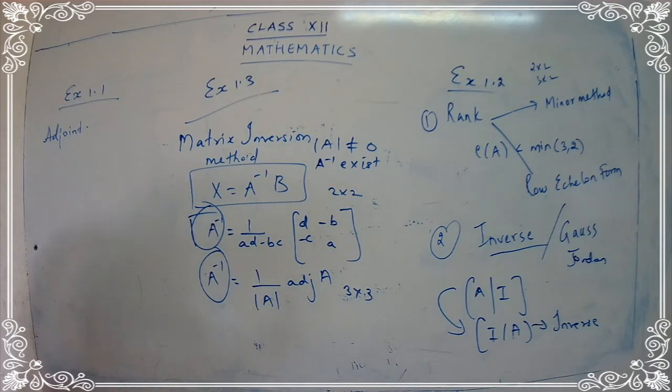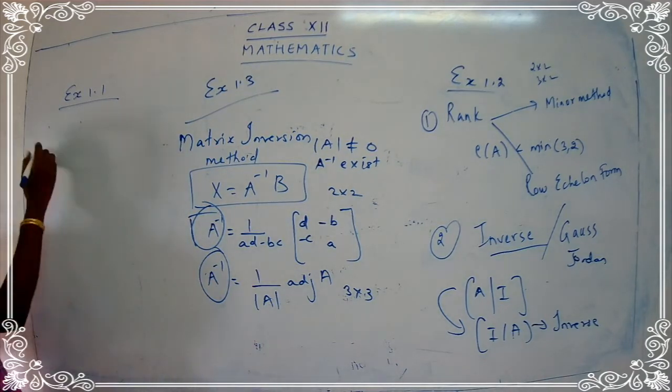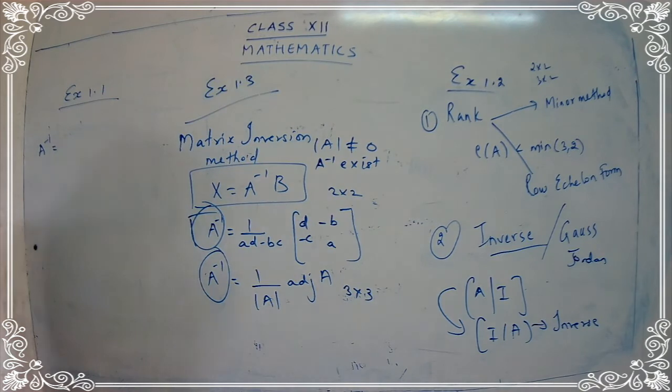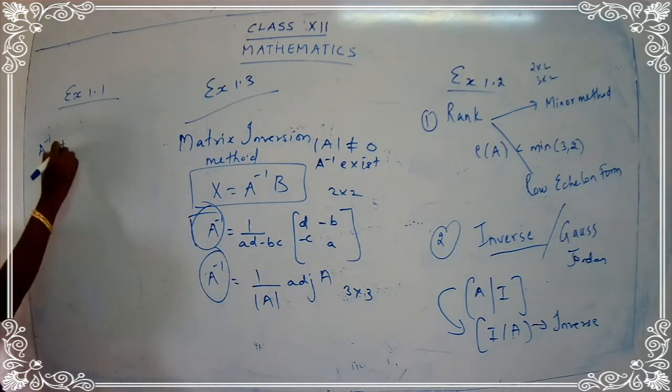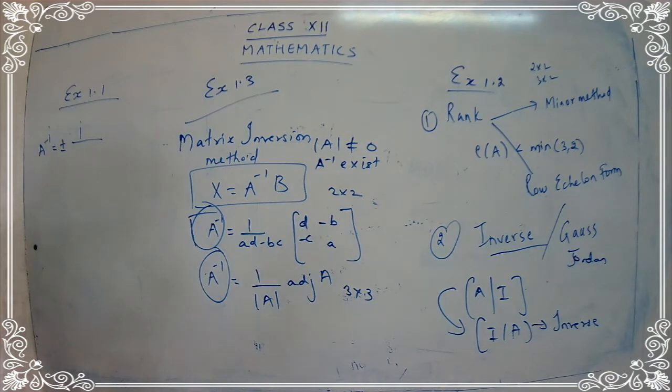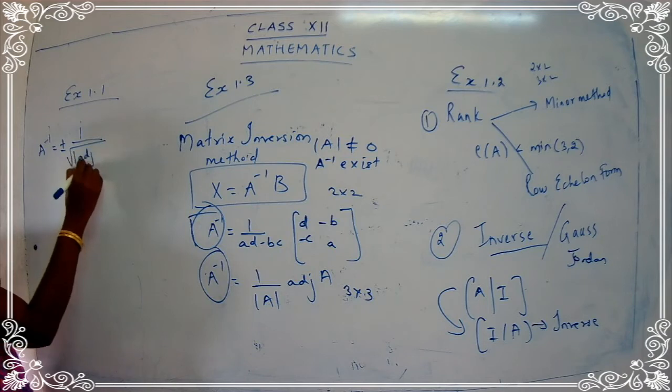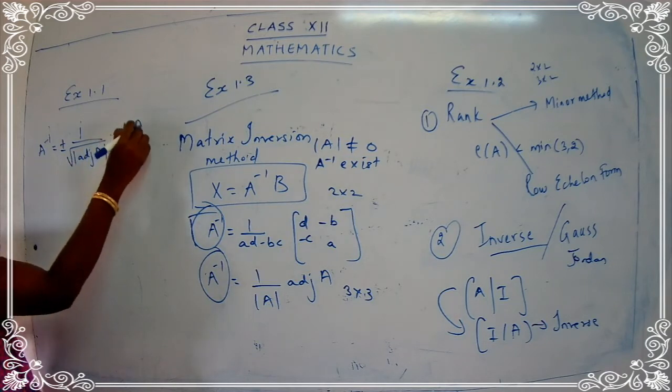Just come to page 9. We have some formulas in page 9. So what are the formulas we have there? A new formula for A inverse, if the adjoint is given to you. What is the formula for A inverse? Plus minus 1 upon square root of determinant of adjoint A into adjoint A.